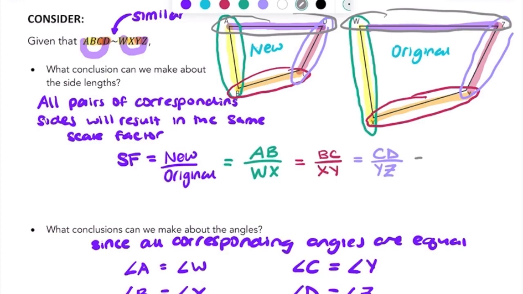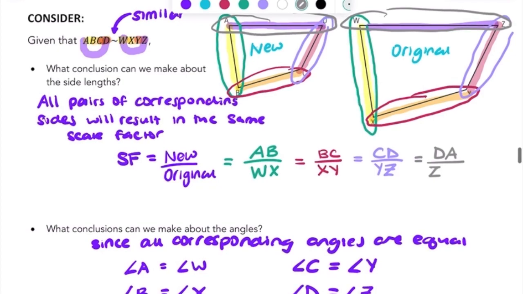Now, I don't totally care what order we write these in, like AD or DA. I just want to be consistent. So if I'm taking a look at D from the right side of that line segment to A on the left side, then I like doing the same thing for my other one, Z to W. Okay. Now, this is what I can say about all of my corresponding sides. They will result in the same scale factor, so I could say those proportions of sides will all be equal.